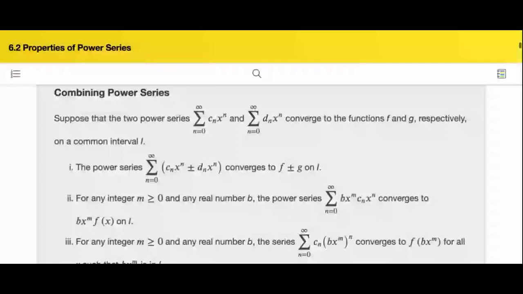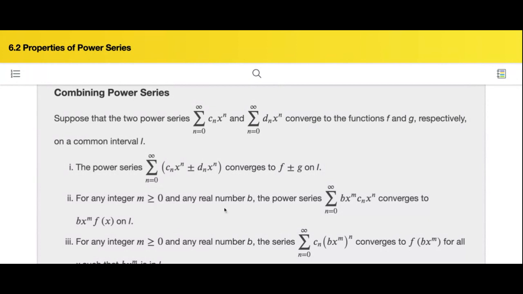Okay, so that's the three things to deal with when we have two convergent power series converging on a common interval. So I have three situations. Addition or subtraction of the two series equals addition or subtraction of the two functions on the interval.